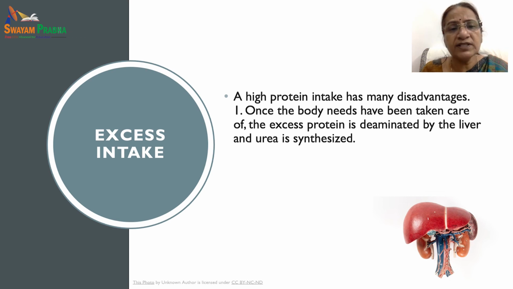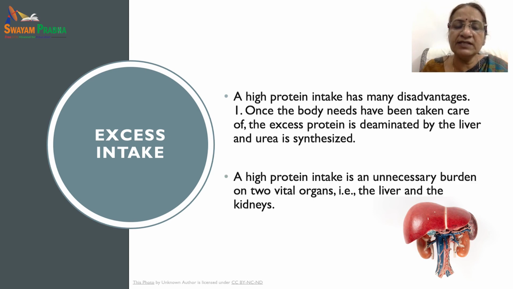First is, once the body needs have been taken care of, the excess protein is deaminated by the liver and urea is synthesized. The kidneys have to work more to excrete the additional amount of urea. A high protein intake is an unnecessary burden on two vital organs, that is the liver and the kidneys. If these organs are diseased, toxic wastes tend to accumulate in the body.